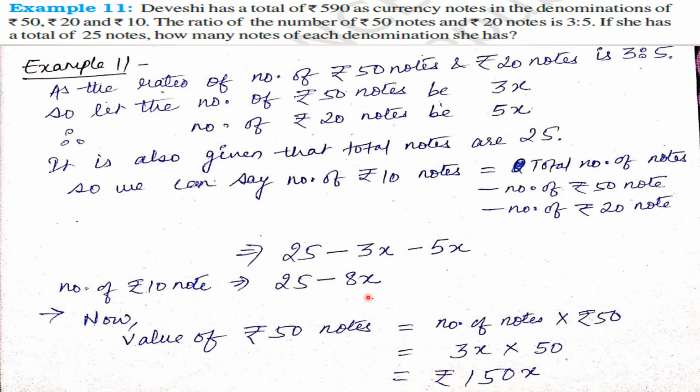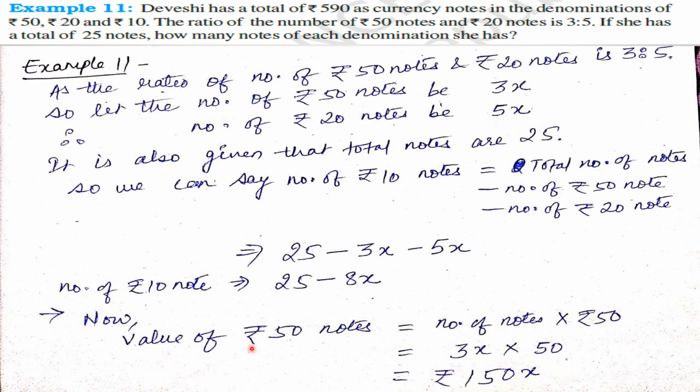So till now we have found the number of 50 rupee notes, 3x, the number of 20 rupee notes, 5x, and the number of 10 rupee notes, that is 25 minus 8x. We have done the part of the number of notes. Second part is the value or amount of currency, which is 590 in total. So we will also find the value of individual notes.